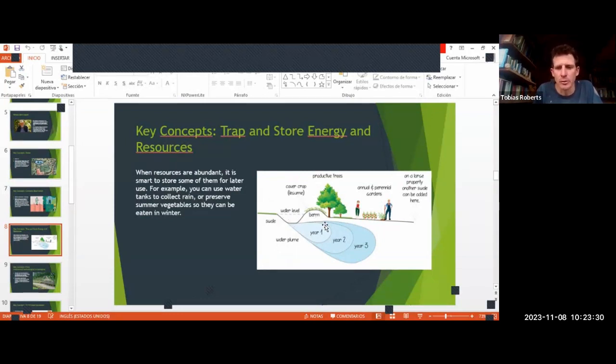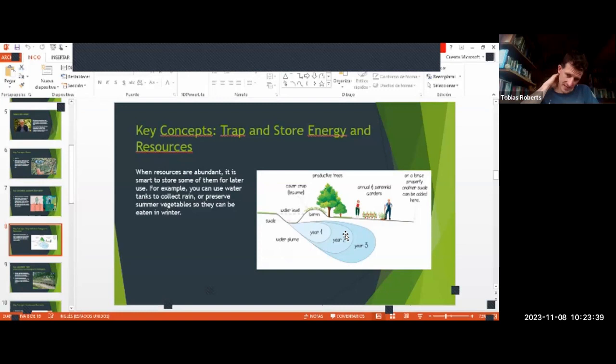In these areas of swales and berms, year one we have a small water table, year two, year three, it continues to expand. So we're trapping and storing water energy in our landscape so that we need less irrigation and there are fewer sources of erosion, etc. Right?